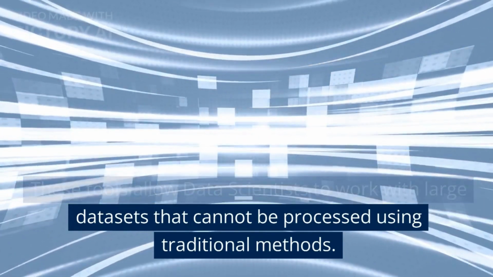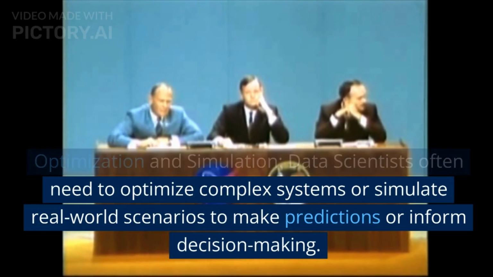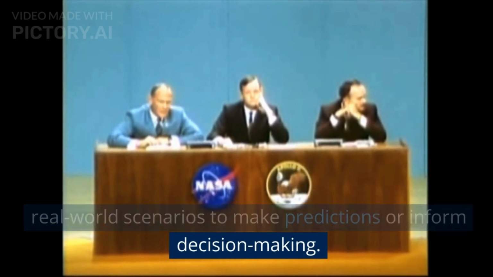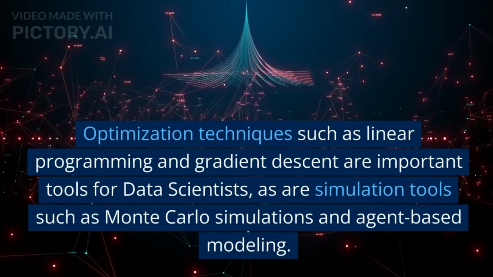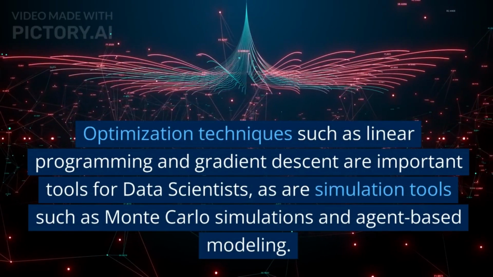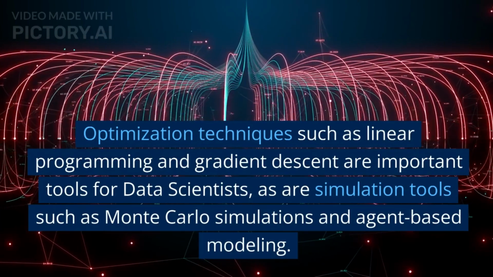8. Optimization and simulation. Data scientists often need to optimize complex systems or simulate real-world scenarios to make predictions or inform decision-making. Optimization techniques such as linear programming and gradient descent are important tools for data scientists, as are simulation tools such as Monte Carlo simulations and agent-based modeling.